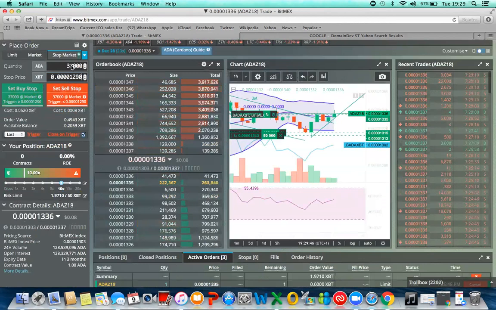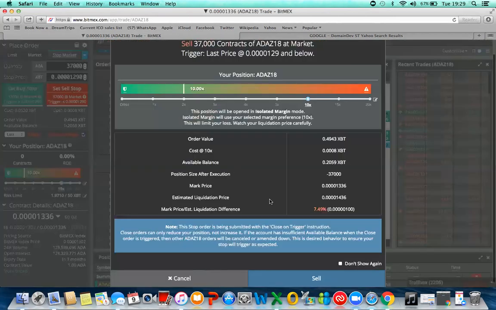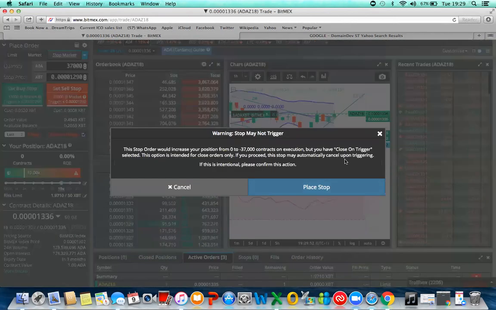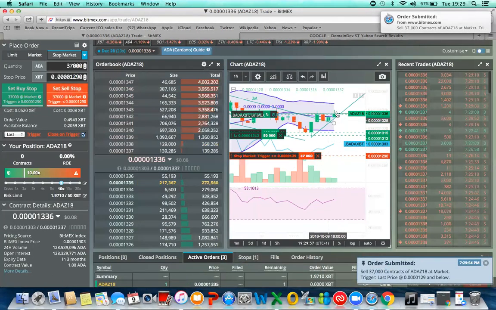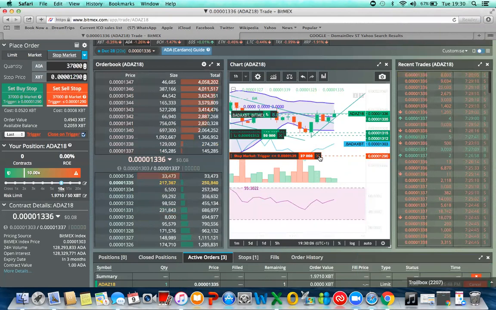That means 37,000 contracts. Let's say I want to click on set, sell, stop. Once I do that, I'm going to click on sell, then click on place. And as you can see, my stop loss is placed there, which means that in case the trade goes against me, as soon as price hits this level, my order will be closed and I'm not going to lose any more than that. So that's how you put the stop loss as well.